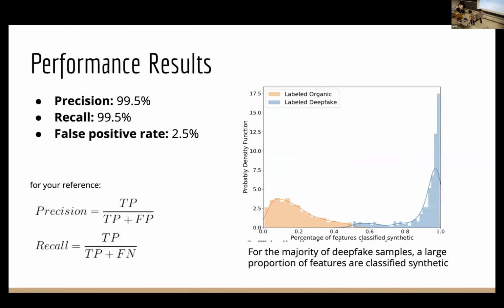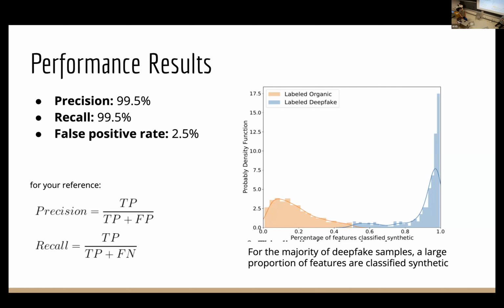So upon testing, evaluating with the test data set, the researchers found that the model actually performed really well. They managed to achieve a precision and recall of 99.5% with a false positive rate of only 2.5%. And if you haven't learned it or you forgot, here's the formula for precision and recall.